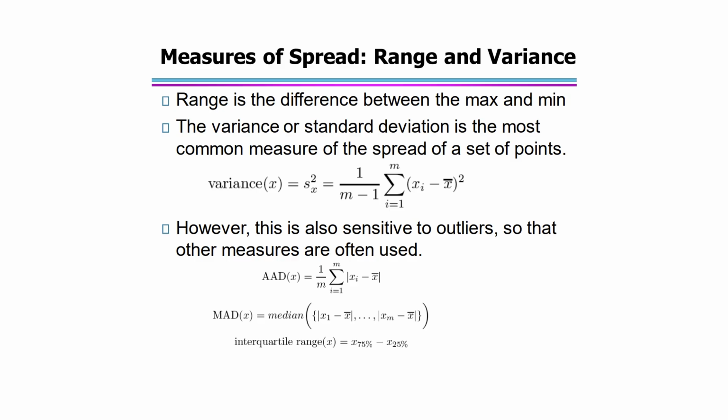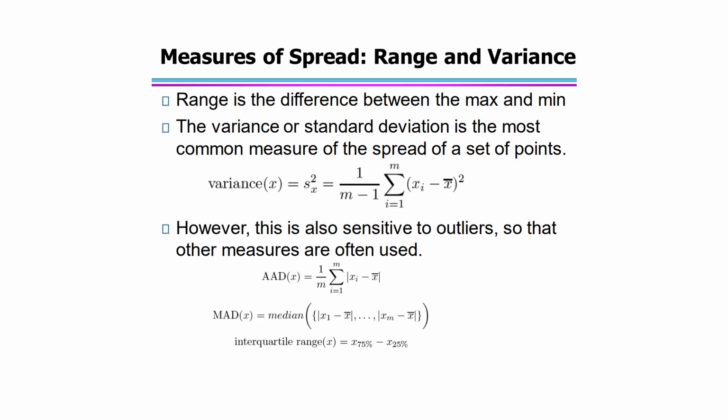Now for range and variance. While mean and median tell you the center, variance and range tell you how spread out your data is. Range is the simplest one. It's just the difference between the highest and lowest value of your dataset. While variance and standard deviation are more sophisticated. So they measure how far a value is from the mean or the average.